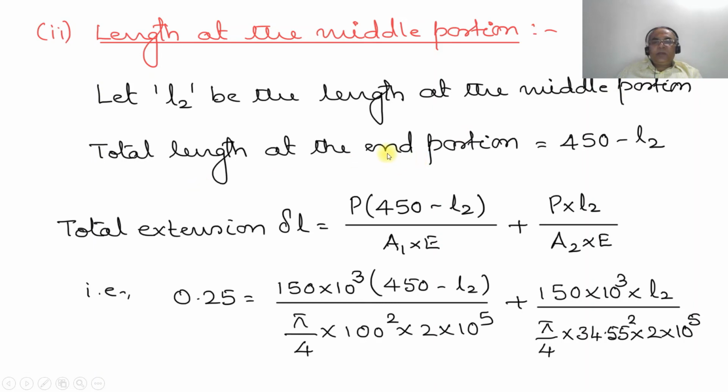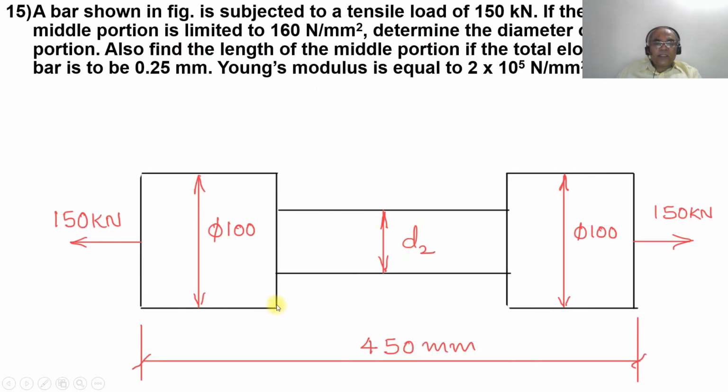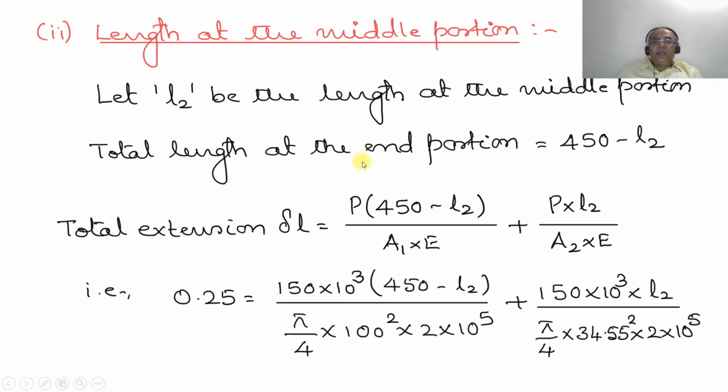Now the length of the middle portion: let L2 be the length of the middle portion. The total length of the bar is 450. If I consider the distance between these two as L2, then the total length at the end portions is 450 minus L2.